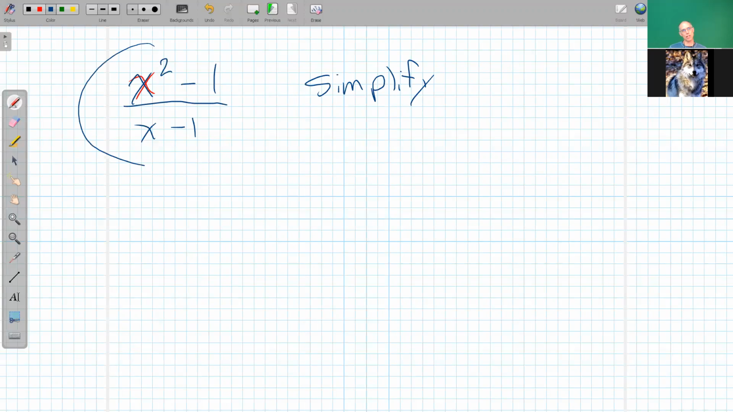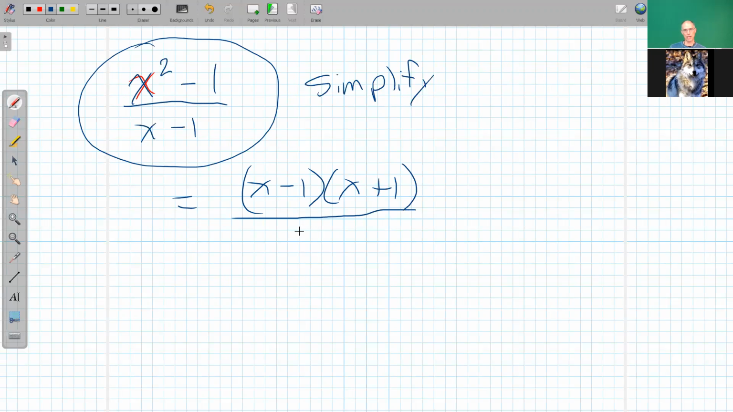Anybody remember how to simplify something like this back from their algebra past? How do I check if this simplifies? There are 2 ways to do it, at least. Make the numerator a binomial. Yeah, see if the numerator factors. And hopefully you recognize that as the difference of 2 squares. And so the numerator factors as x minus 1 times x plus 1, divided by x minus 1.